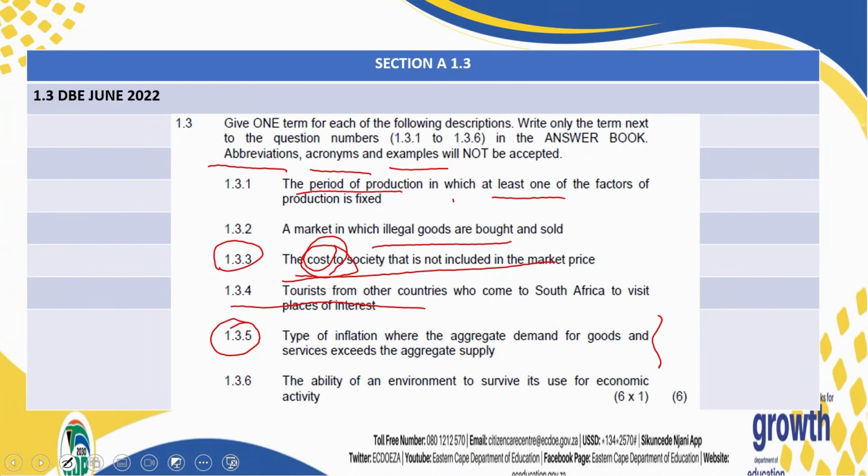And there is also particularly of interest, 1.3.5, type of inflation, where the aggregate demand for goods and services exceeds aggregate supply. This is not inflation, but is supposed to be a type of inflation, which is your demand pull inflation. So please take note of them. Take note of these concepts.